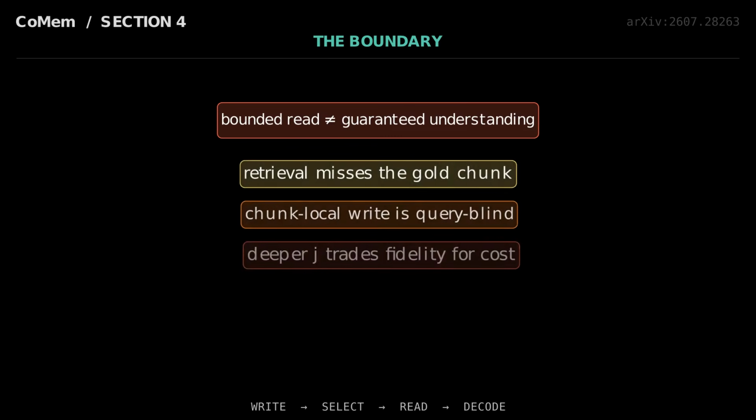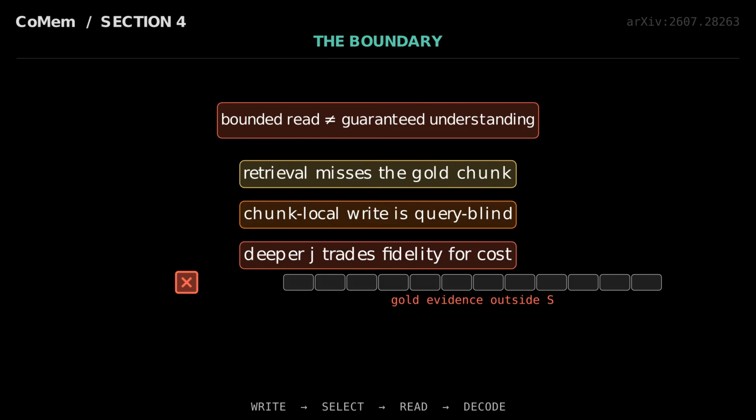The bounded read is not a guarantee of understanding. If retrieval misses the evidence, the upper layers cannot recover it. Chunk local writes also approximate document context states, and deeper caching can lose query condition detail. These are the boundaries behind the impressive constant cost claim.